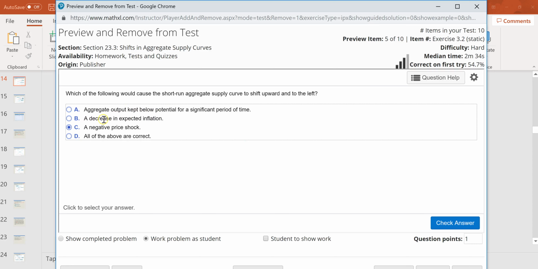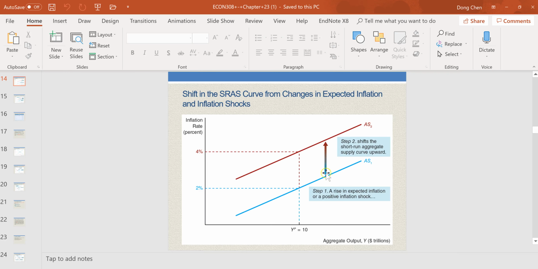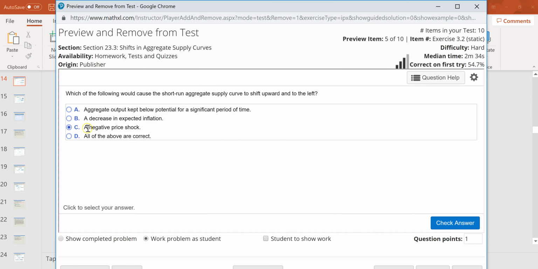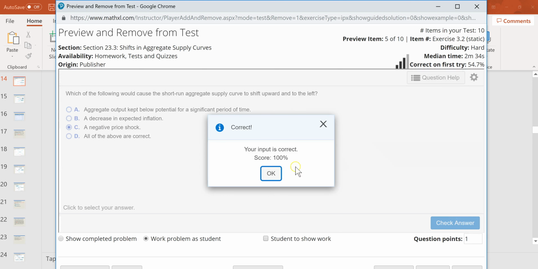So this is not correct. And B, a decrease in expected inflation, exactly. So it also shifts the AS curve downward. So C, a negative price shock. A negative price shock means that the price goes up. So this should be the correct answer. Check my answer. Yes.